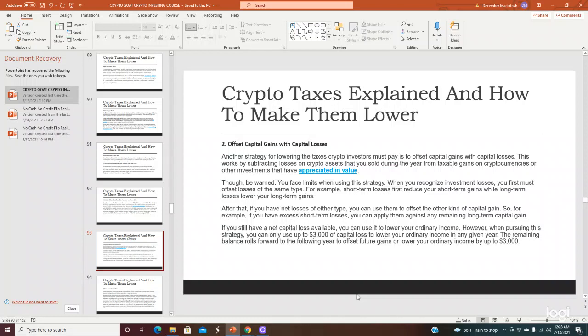After that, if you have net losses of either type, you can use them to offset the other kind of capital gain. So, for example, if you have excess short-term losses, you can apply them against any remaining long-term capital gain. If you still have a net capital loss available, you can use it to lower your ordinary income. However, when pursuing this strategy, you can only use up to $3,000 of capital loss to lower your ordinary income in any given year. So remember, you can only use $3,000. You can only claim up to $3,000 of those total losses per year against those gains. So the remaining balance rolls forward to the following year to offset future gains or lower your ordinary income by up to $3,000.